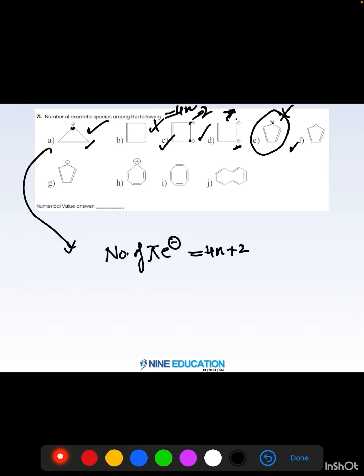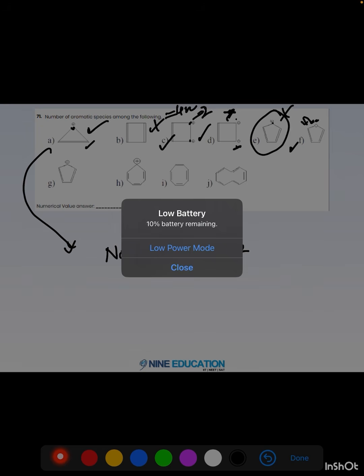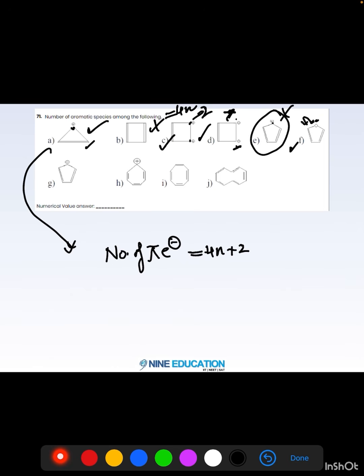Coming to F, in this case oxygen bears a lone pair, which will be involved in the resonance here. So total 1 pair, second pair, third pair, so a total of 6 electrons will be involved in the conjugation. 6 pi electrons means Huckel's rule is followed, so it will also be aromatic. Next, again there is conjugation, 1, 2, 3, a total of 6 pi electrons, following Huckel's rule, so aromatic. Here also conjugation is present throughout with a total of 6 pi electrons, so it will also be aromatic.